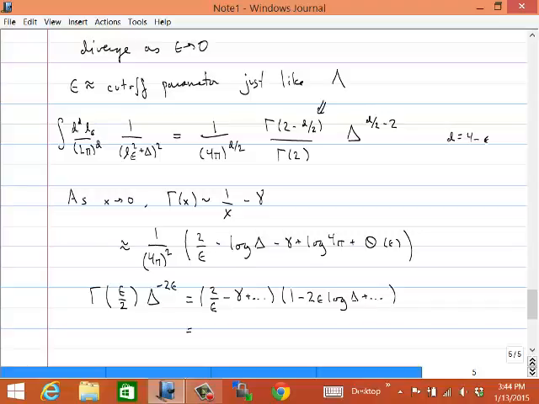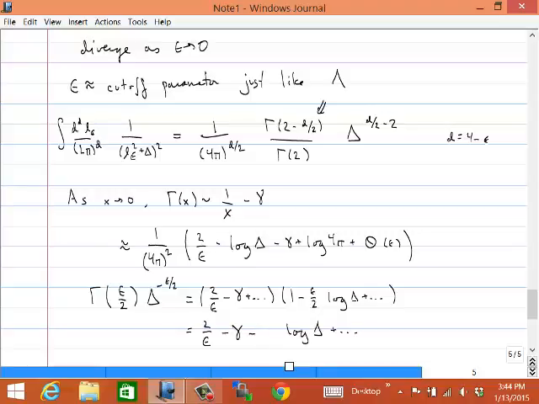And so this gives you a 2 over epsilon minus gamma minus 4 log delta plus higher order terms. Okay, and I see I got the factor of 2 wrong here. That's epsilon over 2. They are supposed to cancel. Okay, good.